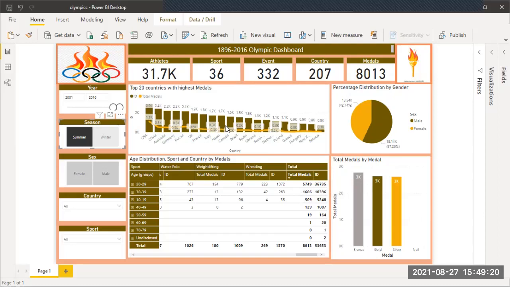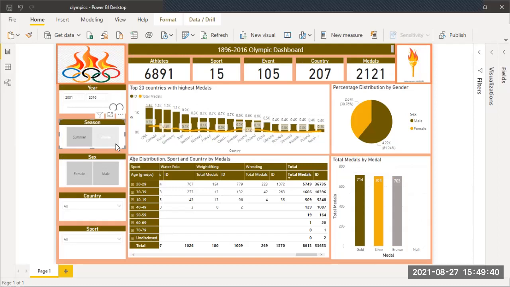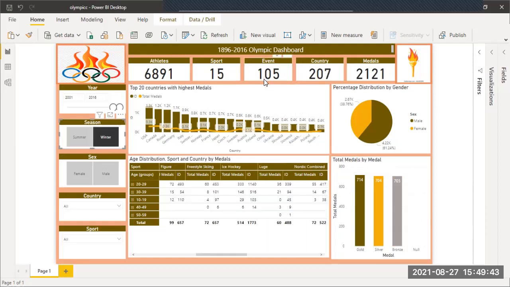So now let's compare this season to the winter. And let's not forget the number of medals, which is 8,013 medals. Now for the winter, you can see that we have fewer events in the winter season, and of course, a reduced number of athletes participating in the Olympic events during the winter season.